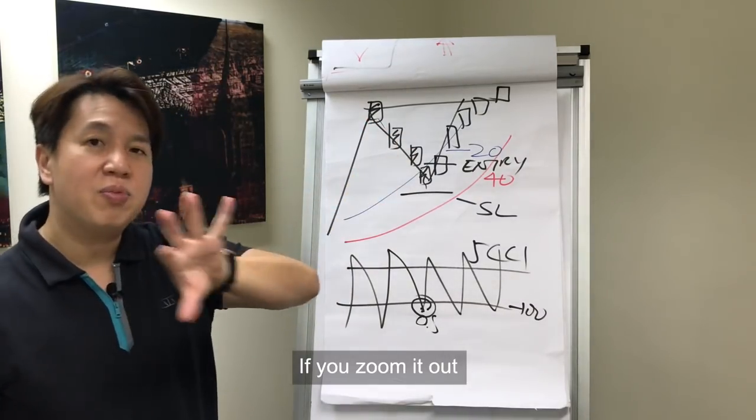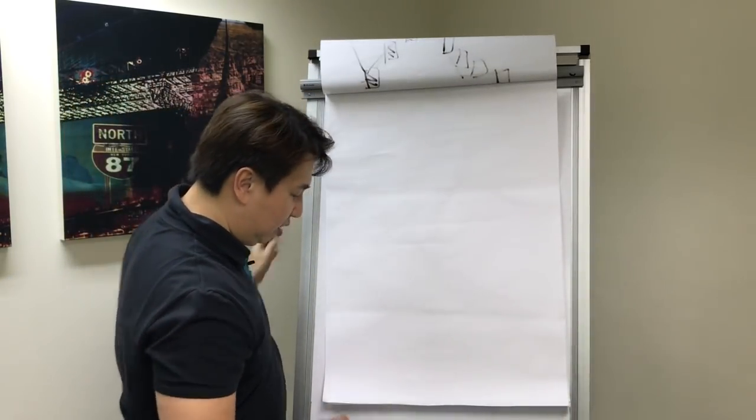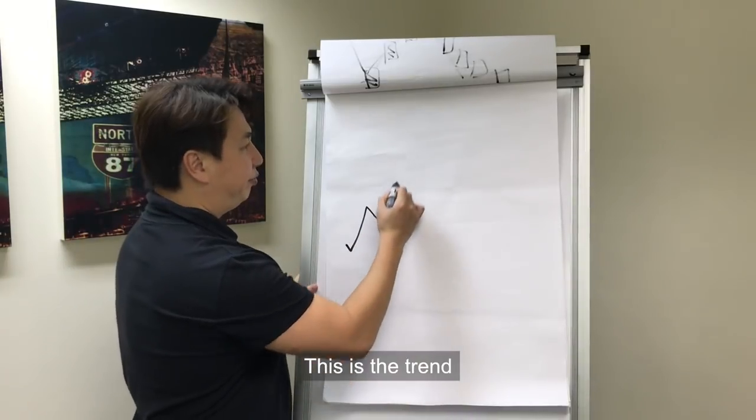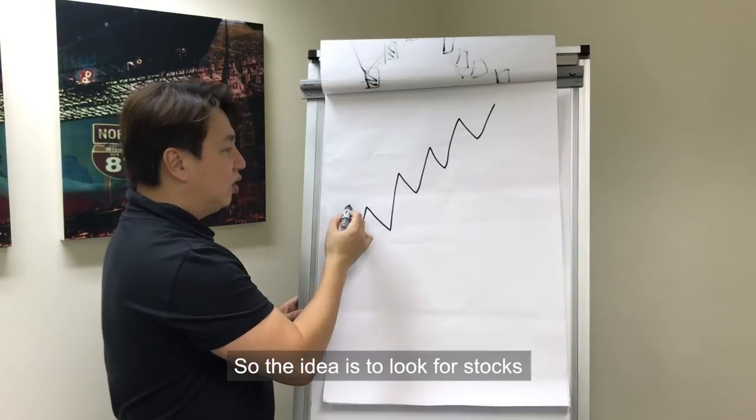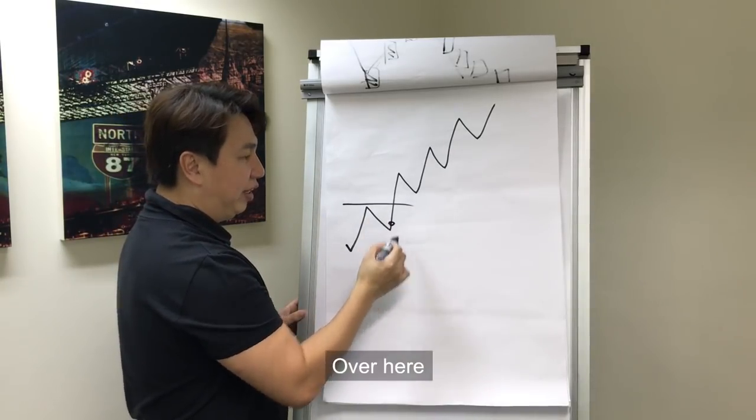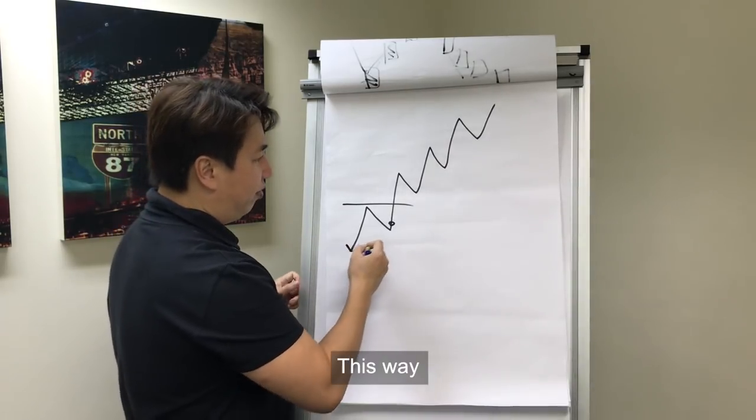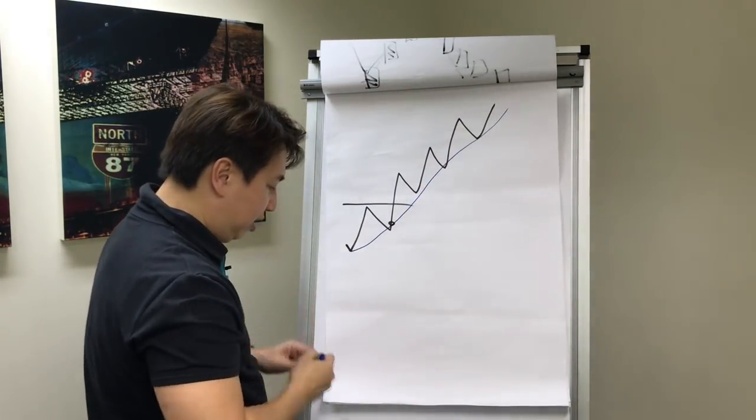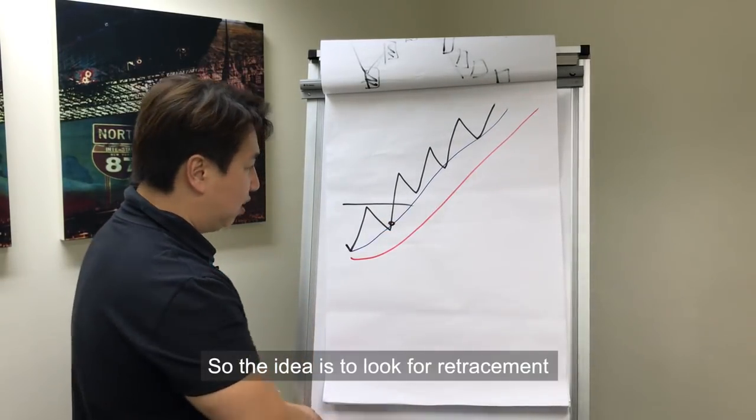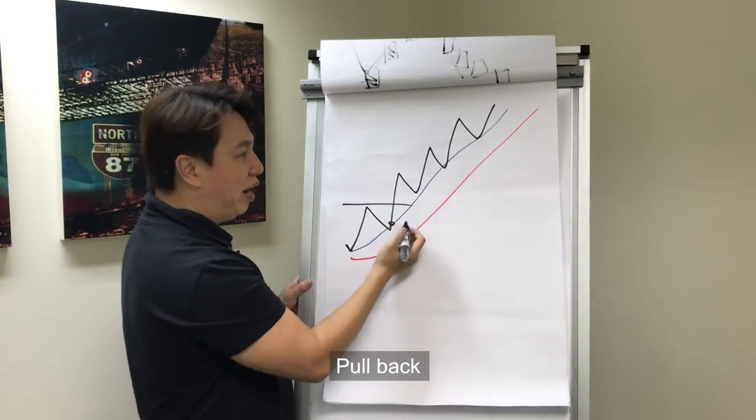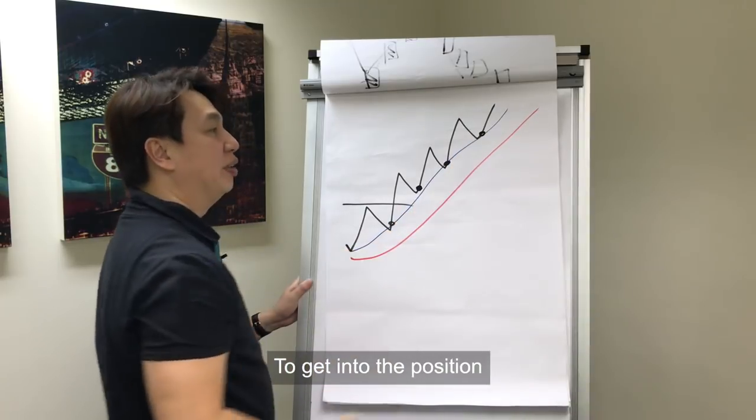If you zoom it out, it will look something like that. This is the trend, an uptrend. So the idea is to look for stocks over here, and we have the MA this way, and then the 40 MA this way. So the idea is to look for retracement, pull back to get into the position, pull back to get into position, pull back to get into position.